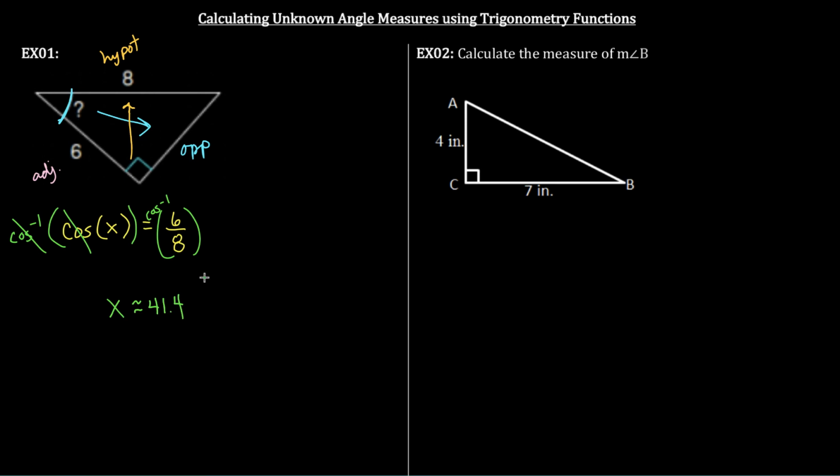41.4. But this time we're looking for degrees, right? So we know we can actually put degrees. Don't forget to put that. Should not be that bad today. Should be pretty easy. All right, so example 2, calculate the measure of angle B.